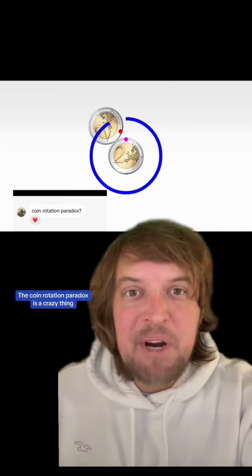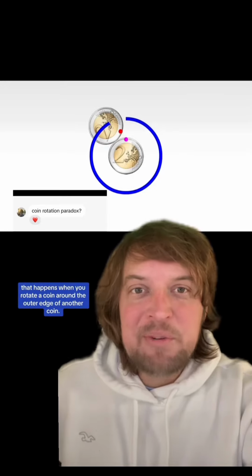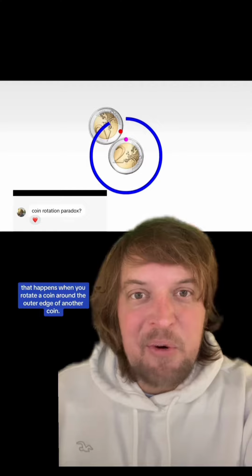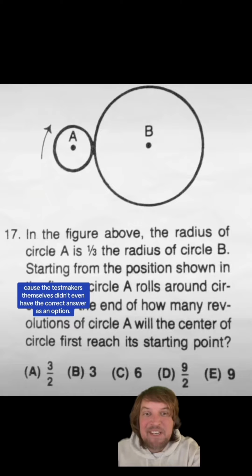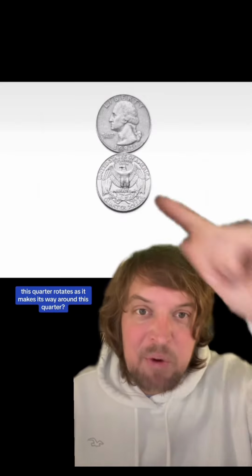The coin rotation paradox is a crazy thing that happens when you rotate a coin around the outer edge of another coin. In 1982, there was an SAT question about it that literally everyone got wrong, because the test makers themselves didn't even have the correct answer as an option. Looking at identical coins, how many times would you guess this quarter rotates as it makes its way around this quarter? Well, let's watch it happen.